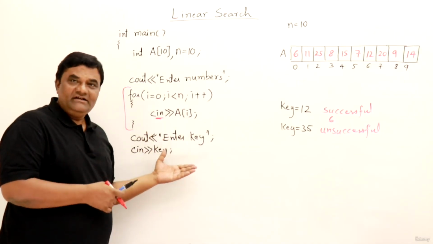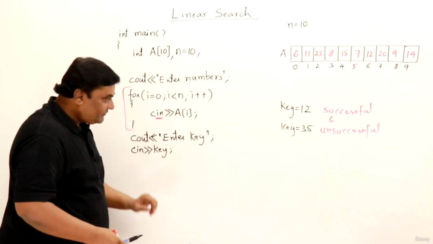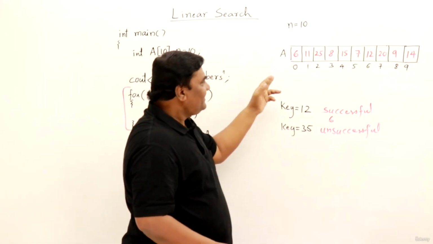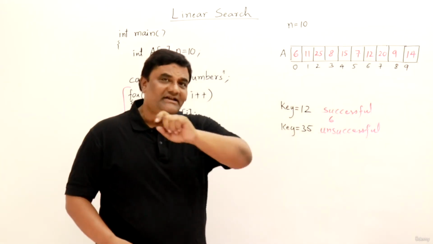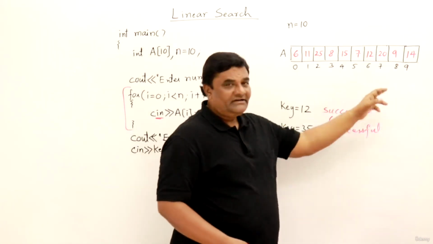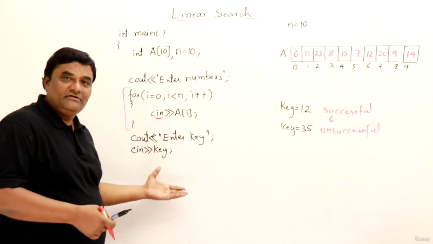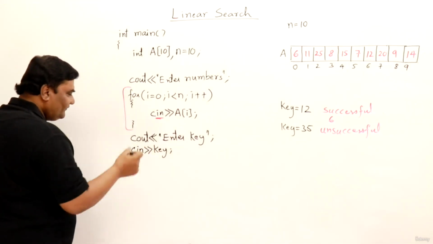Now we are ready with the data as well as the key. Now we have to perform linear search. So here I will write the procedure for linear search. Let us look at what we were doing. We were comparing the elements one by one starting from the first element. So it means we are scanning through an array. How can we scan through an array? Using a for loop. Yes, here also I will use a for loop. First of all, I will write the for loop, then I will tell you further.